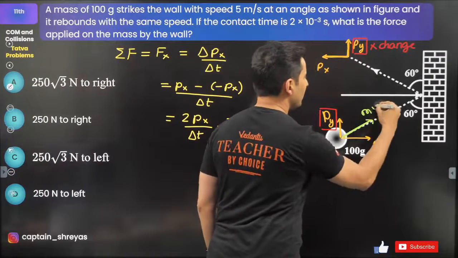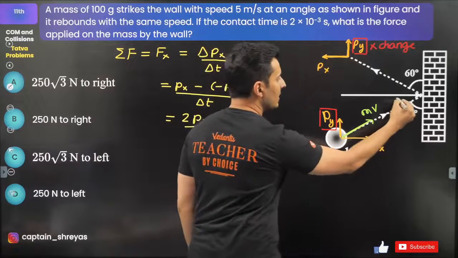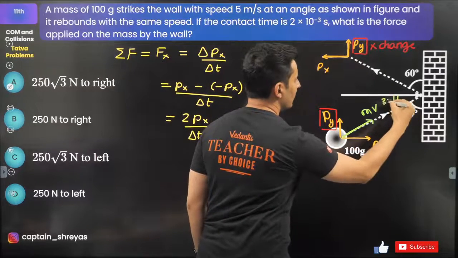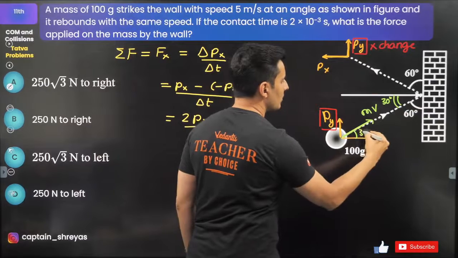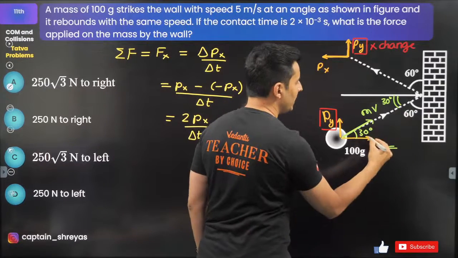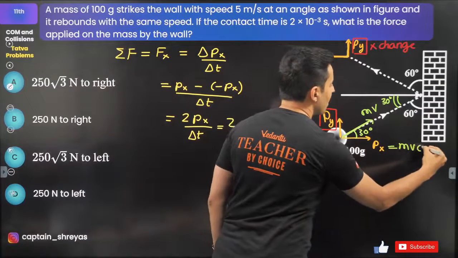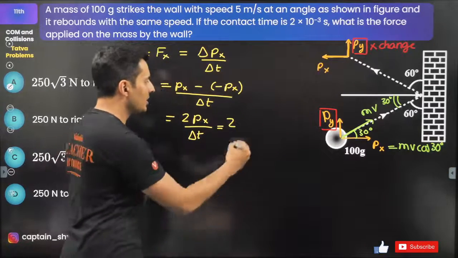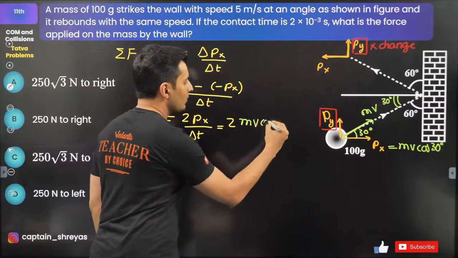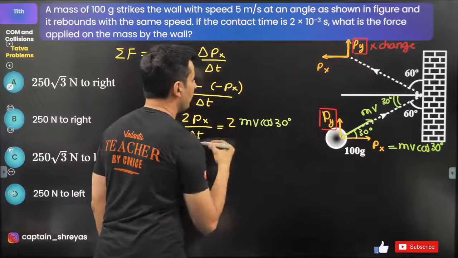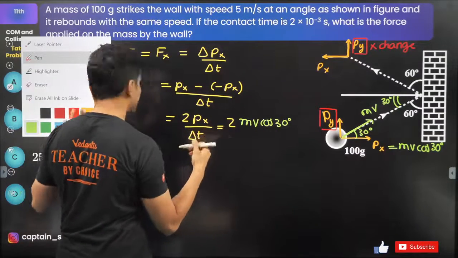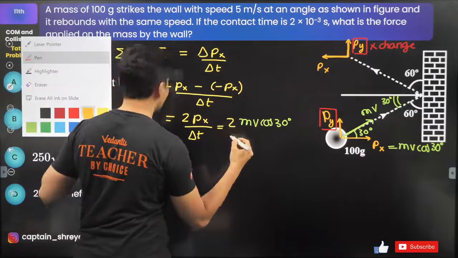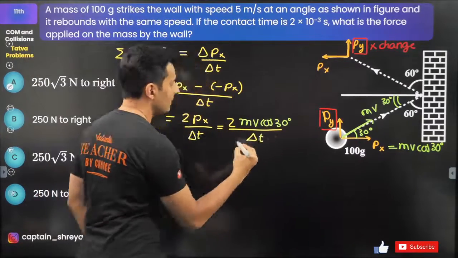Mass into velocity gives the momentum. This angle is 60, so naturally this one is 30 degrees, and this is also 30 degrees. So the x momentum will be mv cos 30. I should just put m times v cos 30, the component of that momentum at 30 degrees. That's it. The whole thing divided by the time interval.